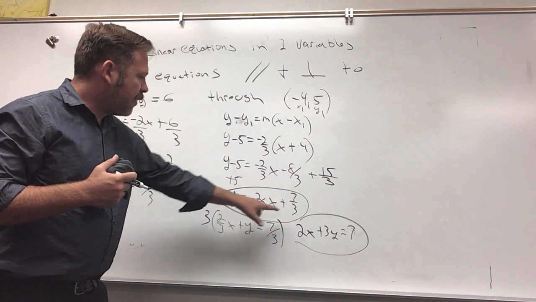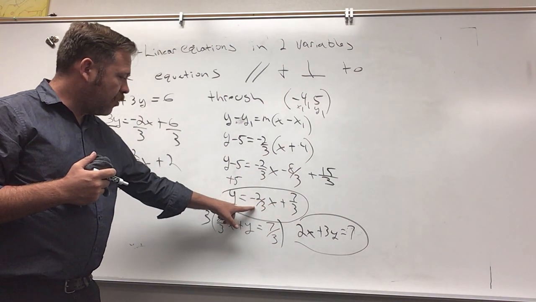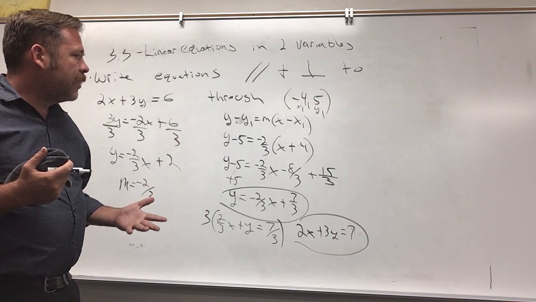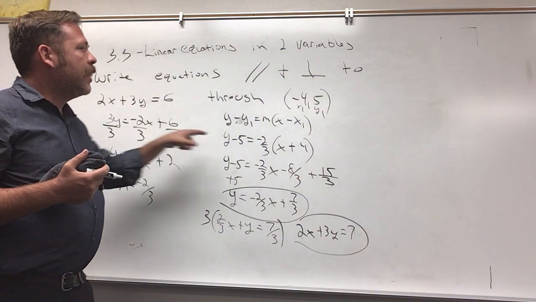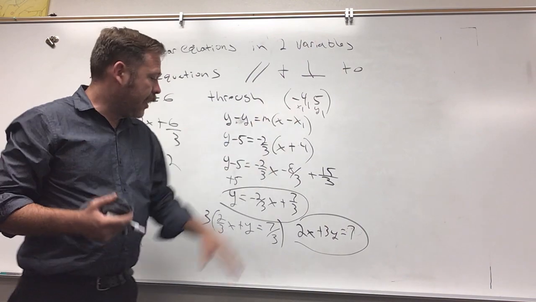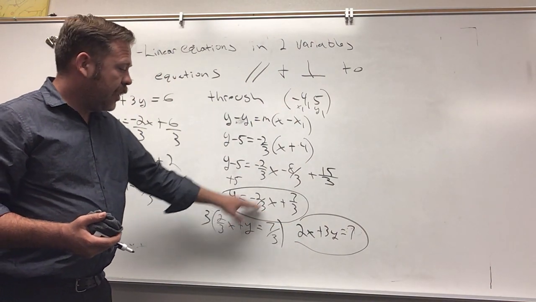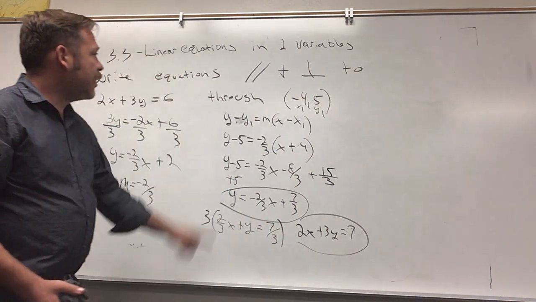You would graph this by finding the intercept and using the slope, or by finding the x and y intercepts, you get the same line. And it would be parallel to this line, and it would go through this point. Okay, so these are my slope-intercept equation and my standard form equation for the line that's parallel.